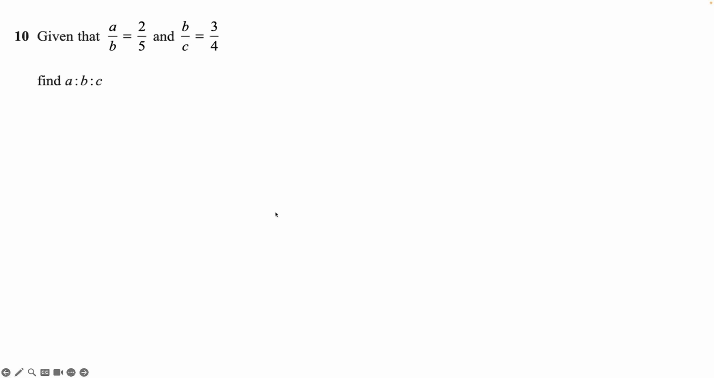Question number 10, we're given that A over B is equal to 2 over 5. B over C is equal to 3 over 4.